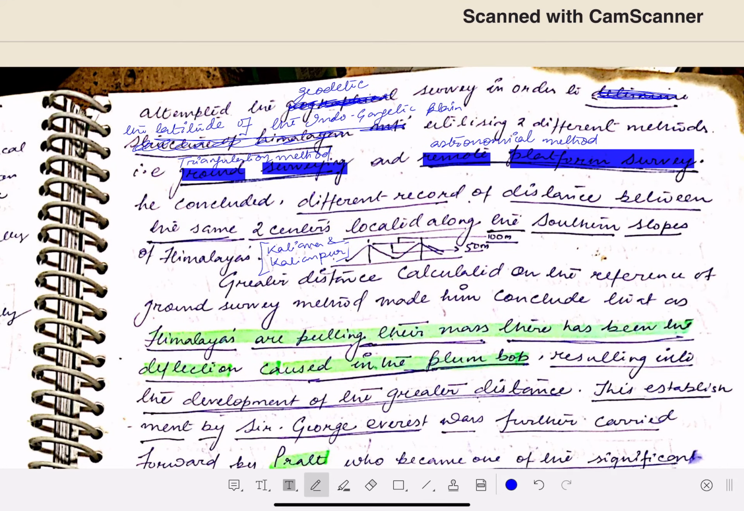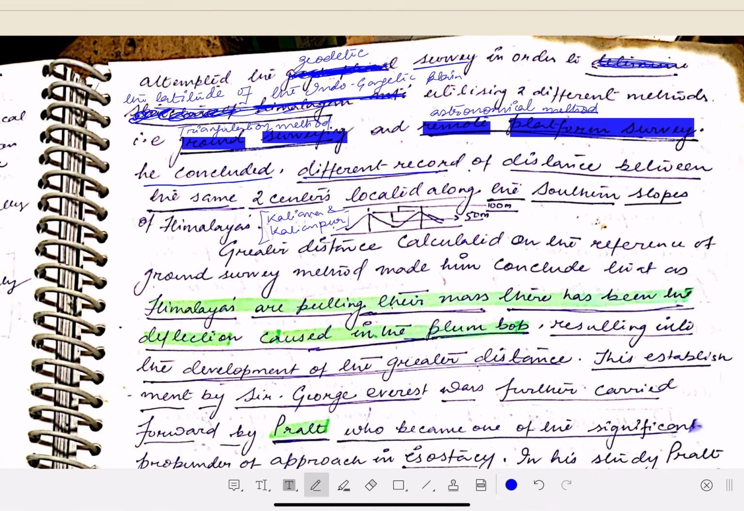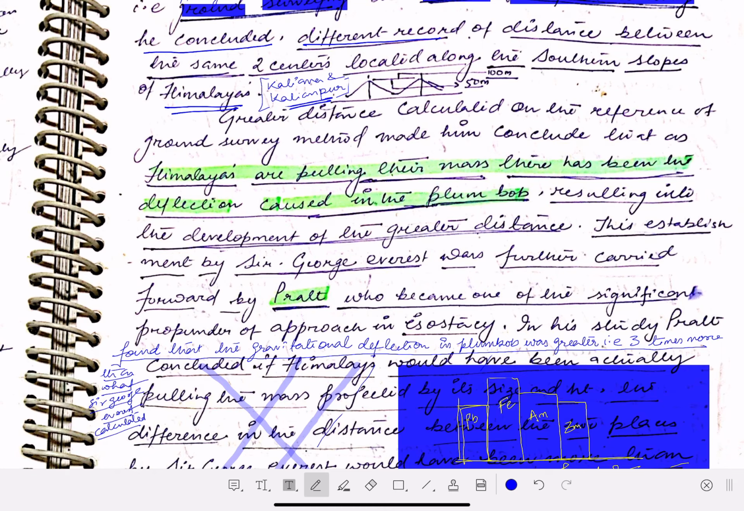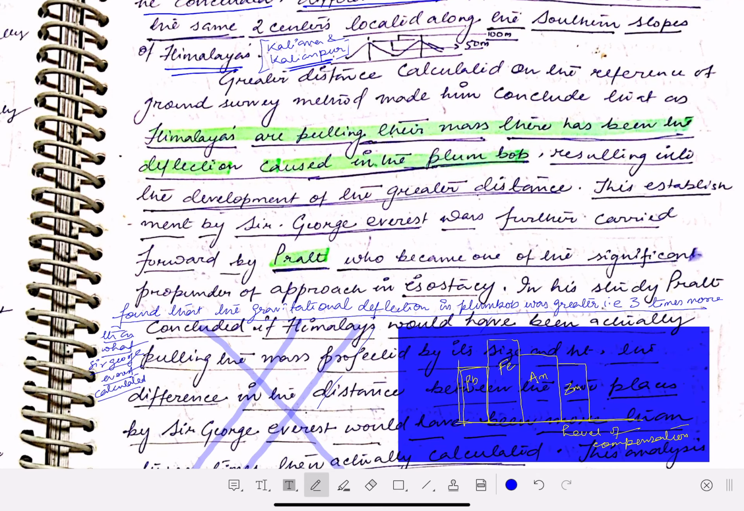Sir George Everest attempted the geodetic survey in order to determine the latitude of the Indo-Gangetic plain utilizing two different methods, the triangular method and the astronomical method. He concluded that different records of the distance between the same two centers located along the southern slopes of the Himalayas, Kalyana and Kalyanpur, showed a greater distance calculated by the ground survey method, which made him conclude that the Himalayas are pulling their masses. There has been deflection of the plumb bob, resulting in a greater distance.